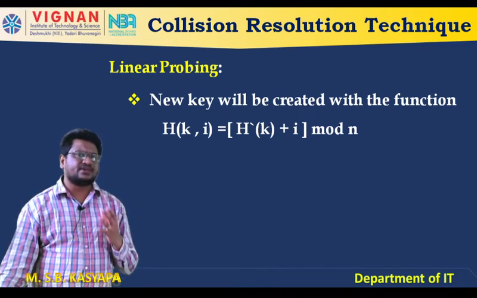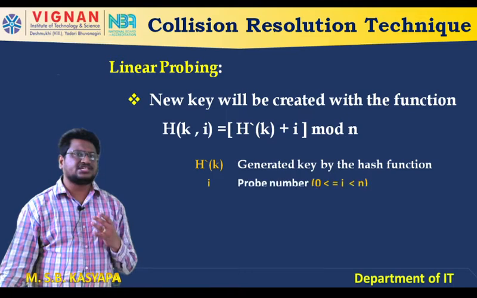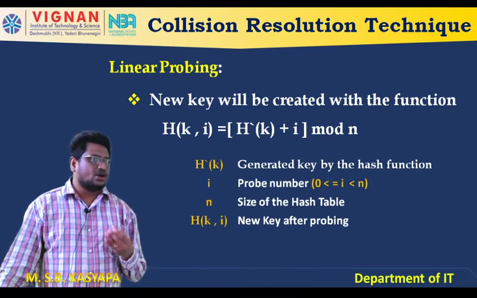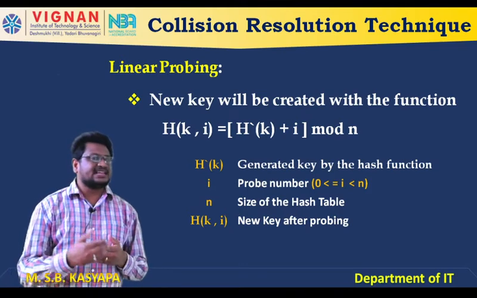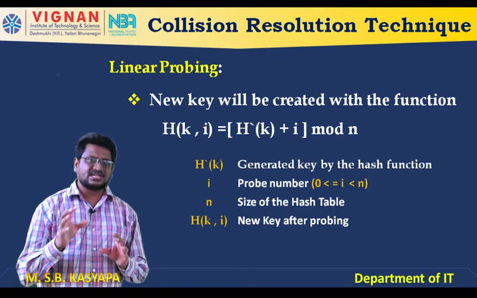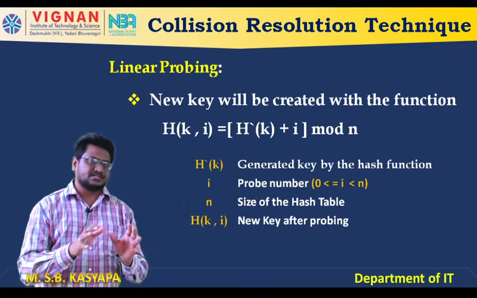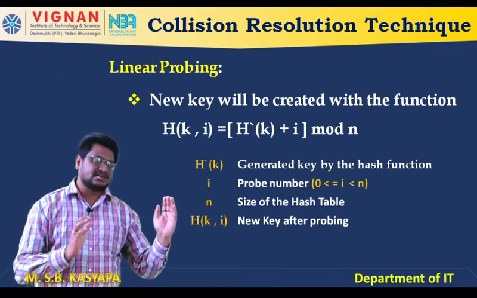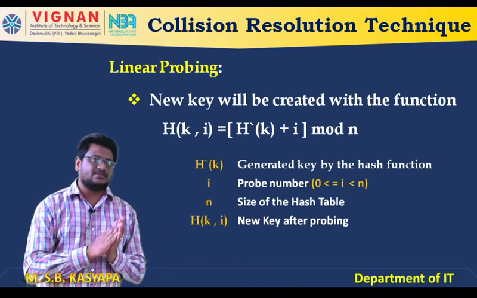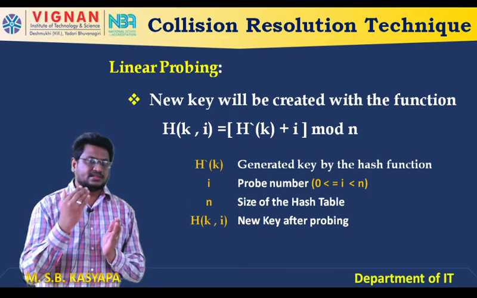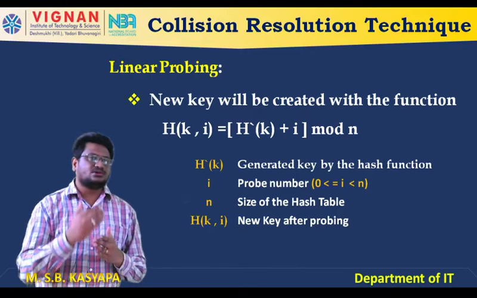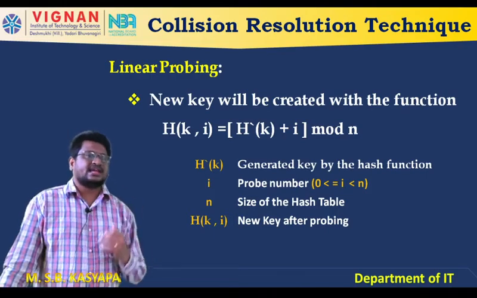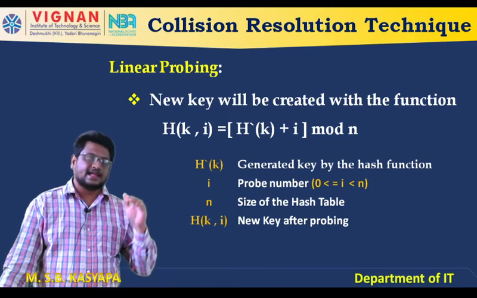See, h dash of k. What is h dash of k? h dash of k is nothing but the already generated key. If you want to insert a value into a hash table, first I will do some hash function. Am I right? That output I will consider as an address. If that address is not available, then collision will happen. Then I have to generate a new key. So, the already generated key is known as h dash of k.